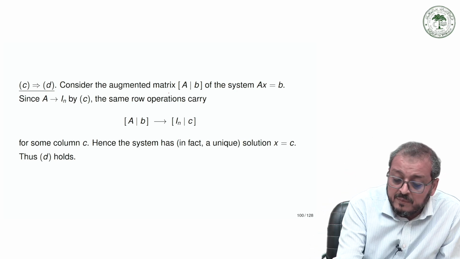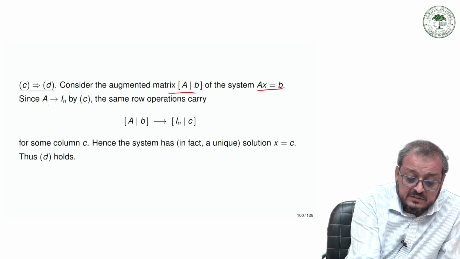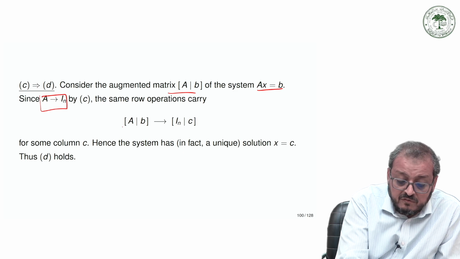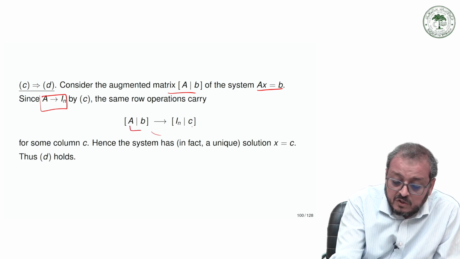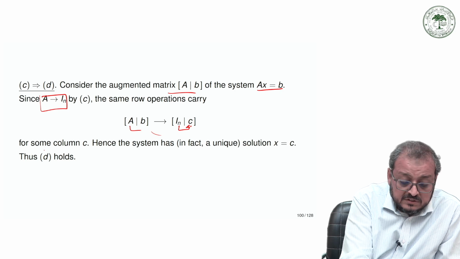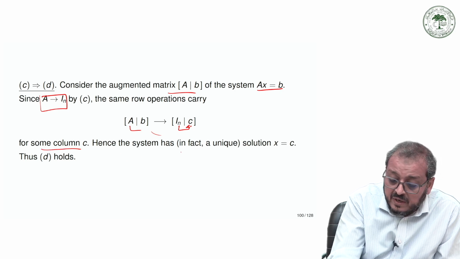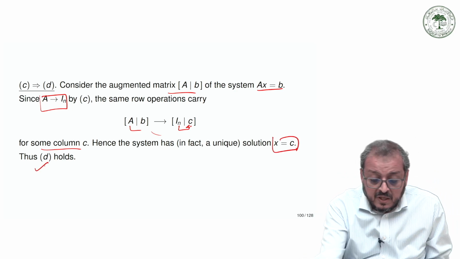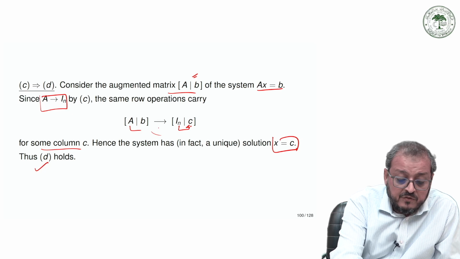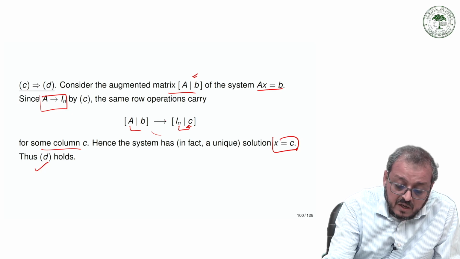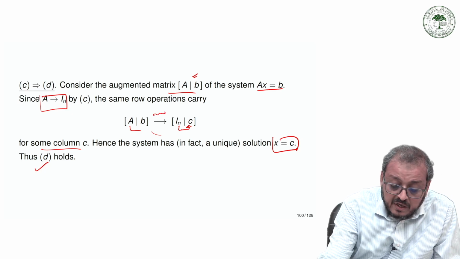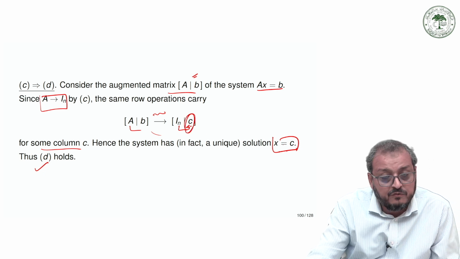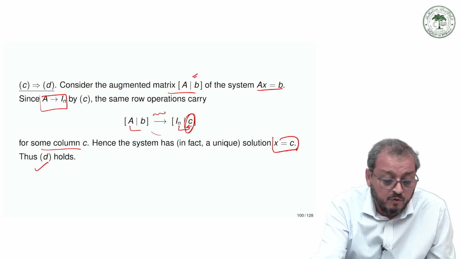So consider the augmented matrix A and B, the system Ax = B. Since A is an identity matrix, by applying the same operations we can convert this matrix into identity and some column C, hence the system has the solution x equal to C. So this means D holds. Since A is always an identity matrix, after elementary row operations we get identity alongside some new column C, and that C is the solution x. So this completes the proof of C implies D.